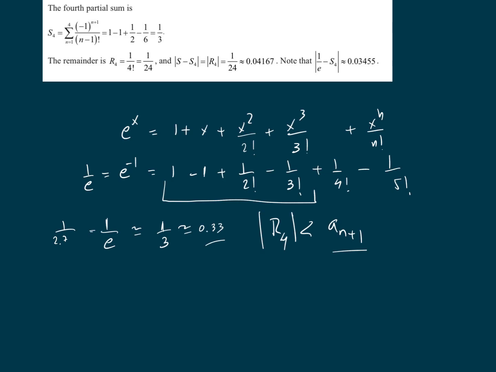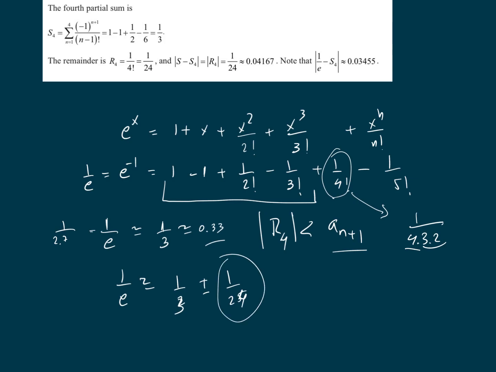So the value of 1 divided by e is approximately 0.33, or 1/3. Let's put 1/3 plus or minus an error. And what is the error? The error is a sub n plus 1. What is a sub n plus 1? It is 1 divided by 4 factorial. What is 1 divided by 4 factorial? It is 1 divided by 4 times 3 times 2. 3 times 2 is 6, 6 times 4 is 24, plus or minus 1/24. So the error is 1/24.